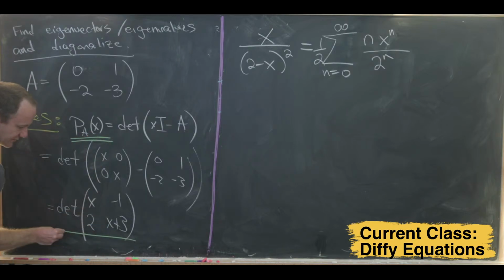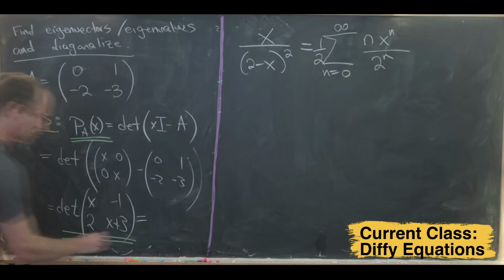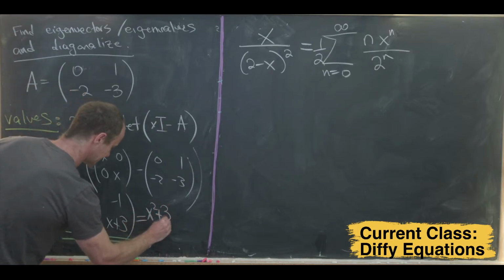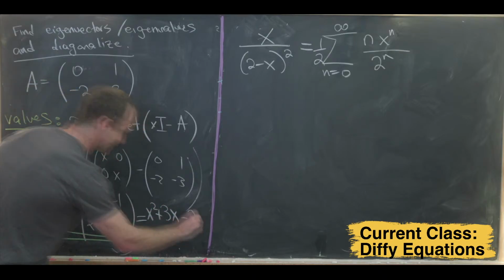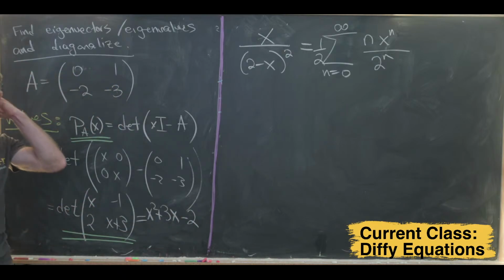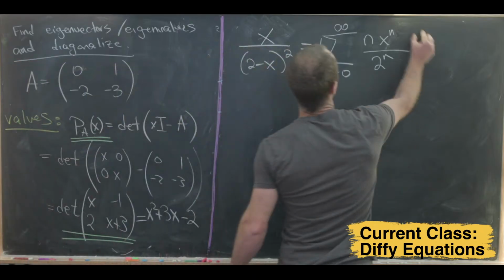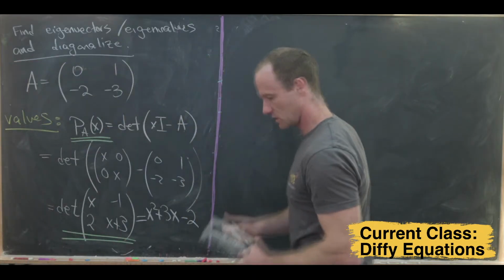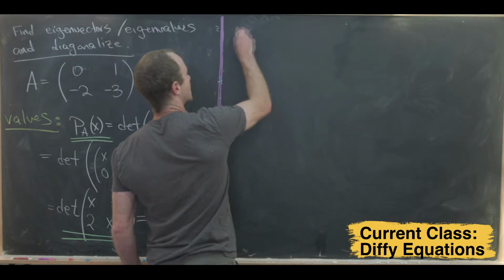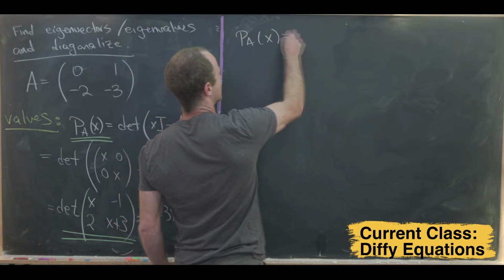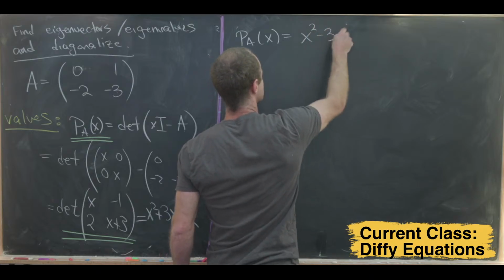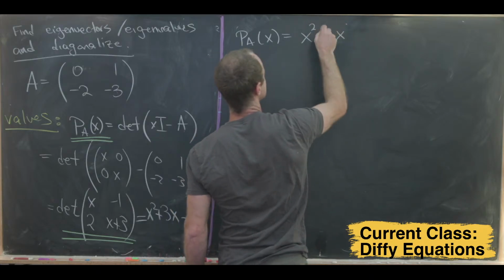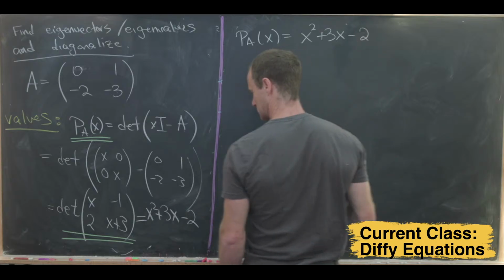So our eigenvalues are roots of this characteristic polynomial. This characteristic polynomial is the determinant of this matrix, which ends up being x squared plus 3x minus 2. From the determinant rule, remember it's AD minus BC. Okay, so let's bring that up here. We have our characteristic polynomial: x squared plus 3x minus 2.